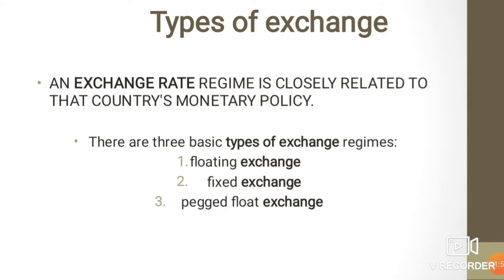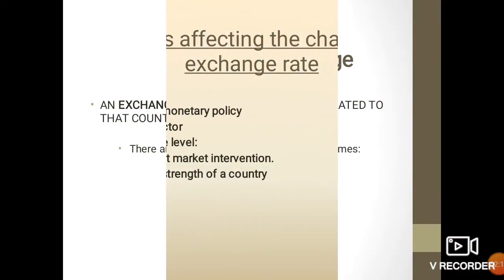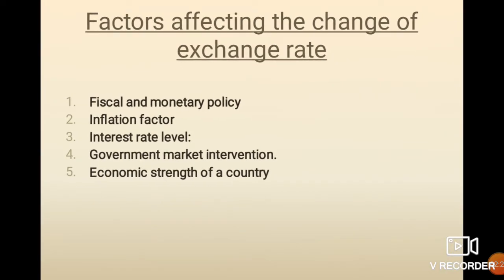And the third one is the pegged exchange rate. This is related to the exchange rate where some market factors are also involved, and government factors also. So if there is inflation, the government controls it, and if there is recession, the government controls it. So the pegged exchange rate, you can say, has pegging down and pegging up. So there are three types. Friends, next point is: what are the factors affecting the exchange rate?